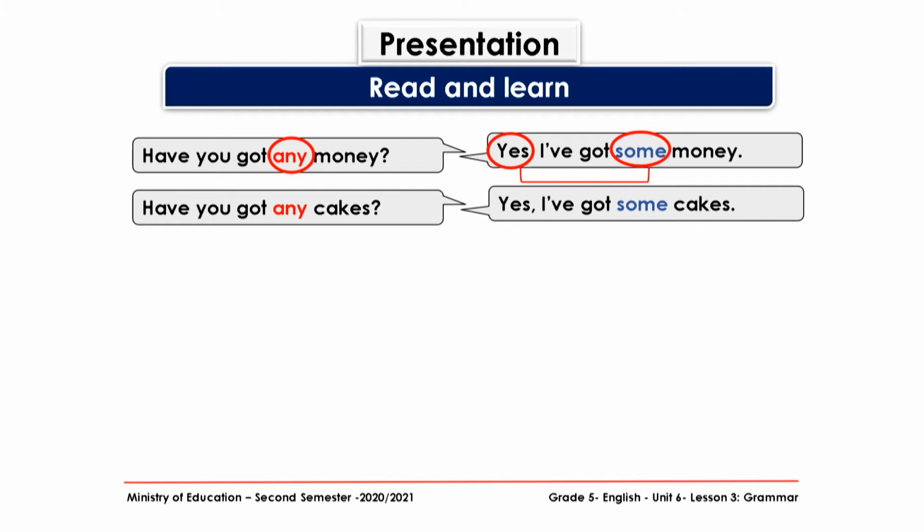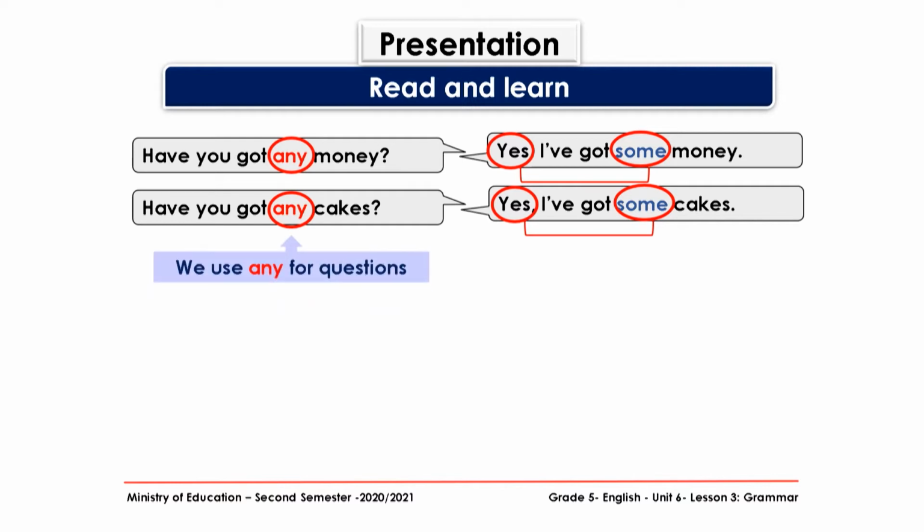The second example also, we used any to ask about quantity. And then because the answer or the sentence is positive, we used some before the object. Yes, I've got some cakes. So we learn from here that we use any for questions and we use some for positive sentences.